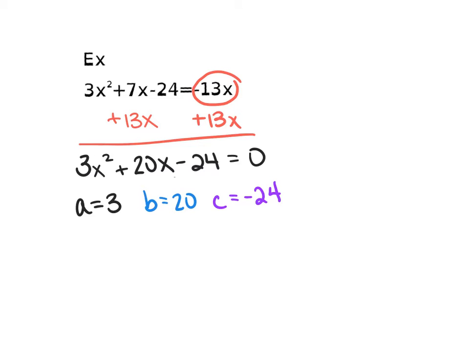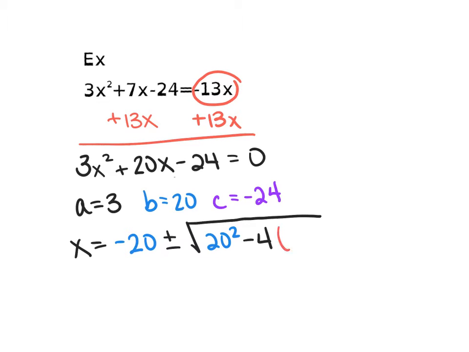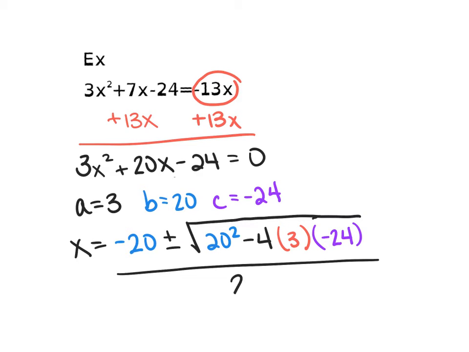Now we can plug all of this into our equation. And that's x equals the opposite of b. So that's the opposite of 20, which is a negative 20, plus or minus the square root of b squared. So it'll be 20 squared minus 4 times a, which is 3, times c, which is negative 24. And we're going to divide all of that by 2 times a, again, which is 3.